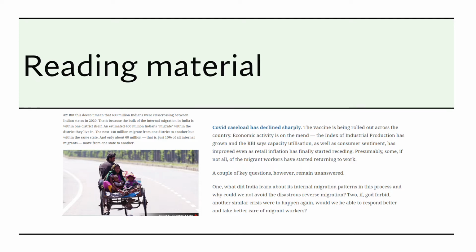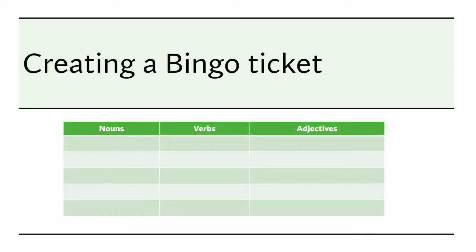Once they are done reading the material, you'll ask them to go back and read it once again. This time, they're going to take note of the parts of speech within that case study or article or story that you're using. As they read, along with comprehending what they are reading, they are going to be noting down the nouns, verbs, and adjectives in their respective columns, just like this. This is going to act as their bingo ticket once they are done.